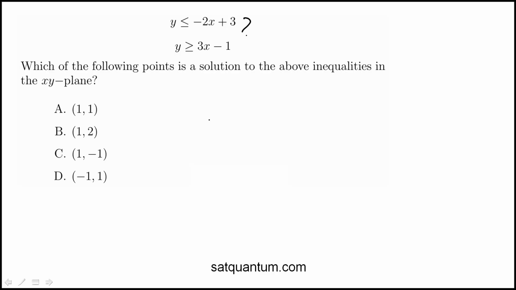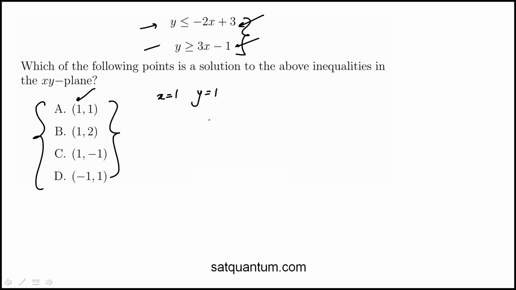So here we're given this set of inequalities, and we're asked which of these points is a solution, meaning the point that satisfies both of these conditions. The easiest way to do this is to plug in these values. For choice A, you replace x with 1, y with 1, and you plug into both of these inequalities, and you're looking for the answer choice that satisfies both of them. That would be the simplest way. And let's go ahead and do that.